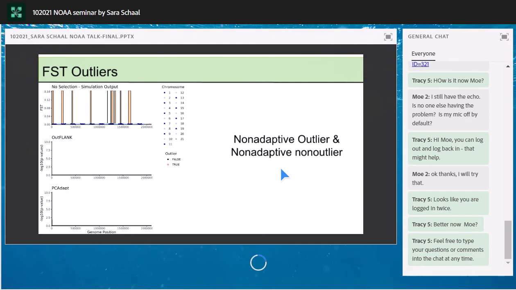Finally, when we looked at a no selection simulation, so there's no selection occurring, we wanted just to make sure that these weren't called as outliers.